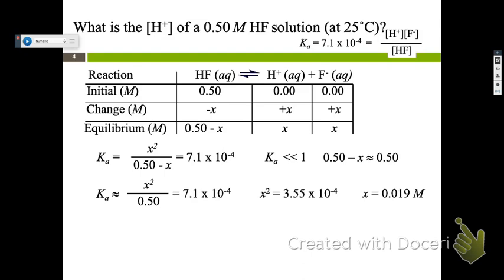How do we check to see if the approximation was valid? We made an approximation, right? Jonathan, how do we do that? So with the rest of the RICE steps, it would be step 4, where we plug in, where we have K, and we want to check the concentrations. X is going to equal the concentration of H and F, and then the 0.5 minus the X that we got is going to give us the concentration of HF.